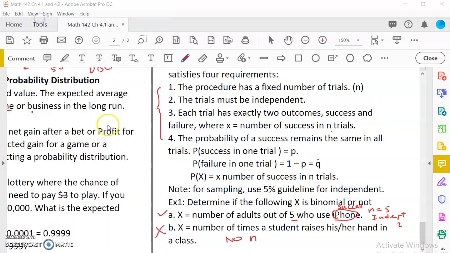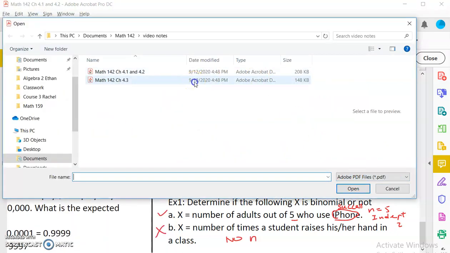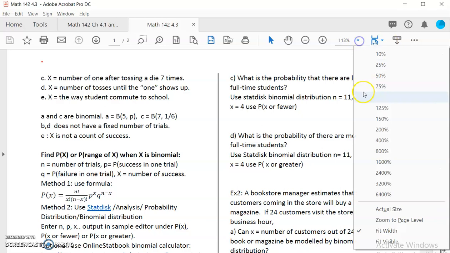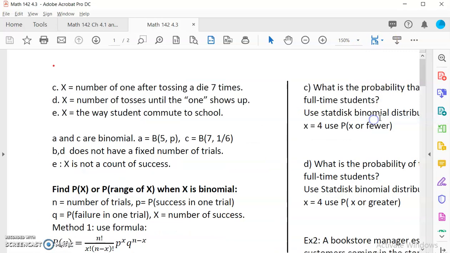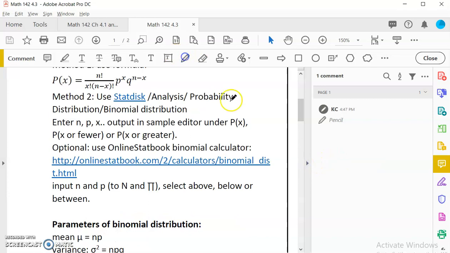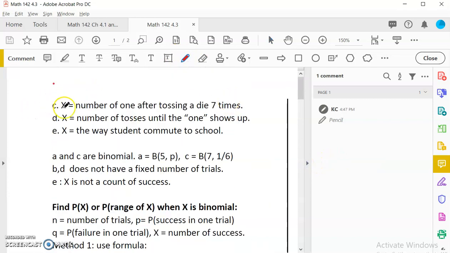And then let's do the next one. Make it a little bigger. Get the pen to work. Then I have 3 more. We can discuss if they're binomial.